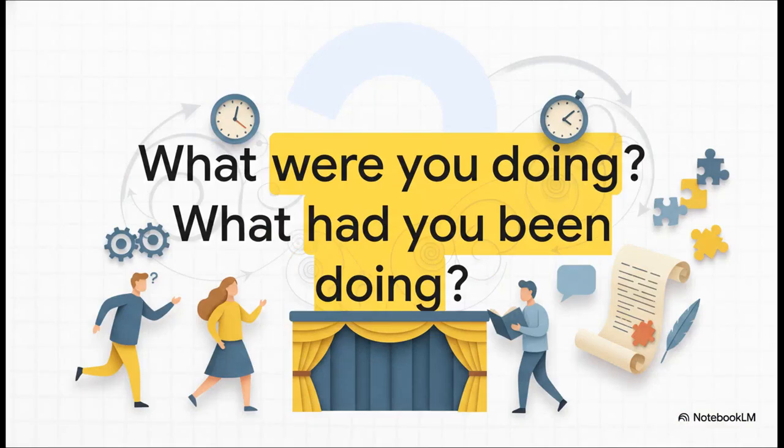So, here's your takeaway. You can now describe the scene with the past continuous, and you can give it some backstory with the past perfect continuous. You can turn any simple list of events into a dynamic, compelling narrative. So the only question left is, what story are you going to tell first?